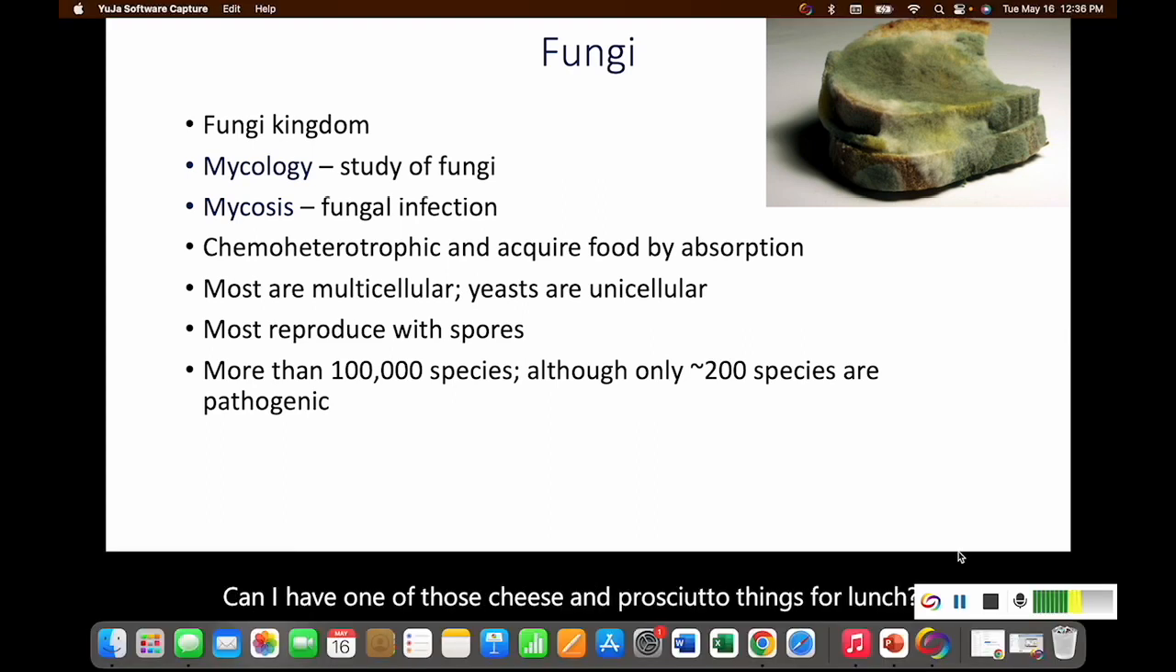Many fungi are going to be multicellular, so something like a mold or a mushroom, you can see these things. Although yeasts are true unicellular organisms, fungi reproduce mainly through spores, and there are at least 100,000 species. There could be many more. There are so many fungi we haven't even explored yet, although only about 200 of them are pathogenic.